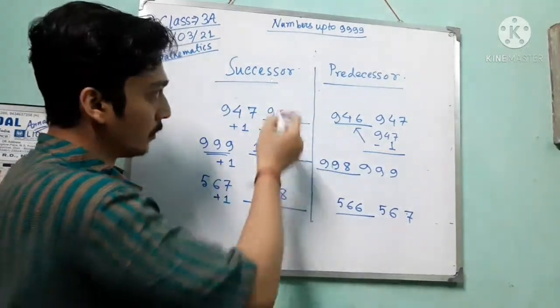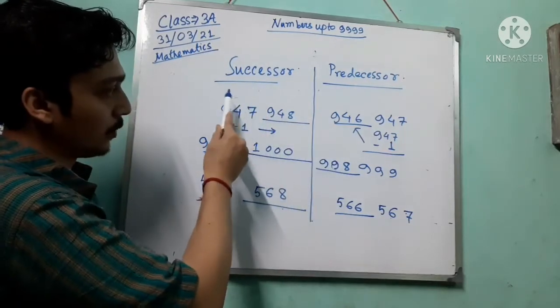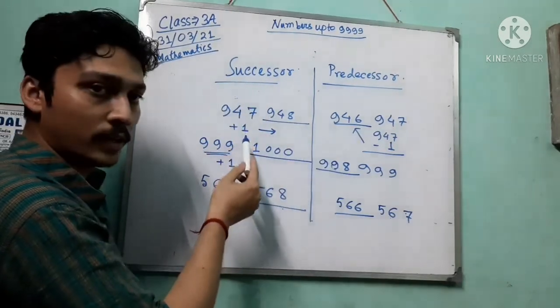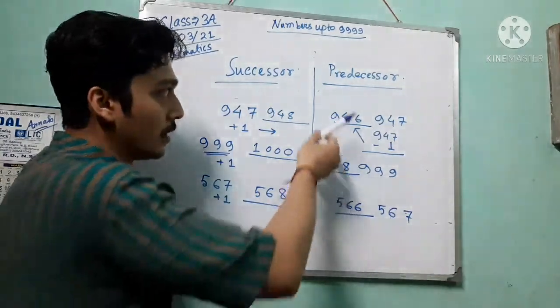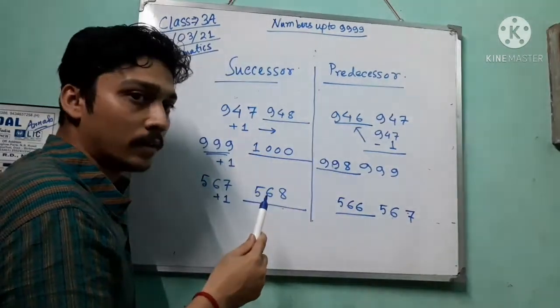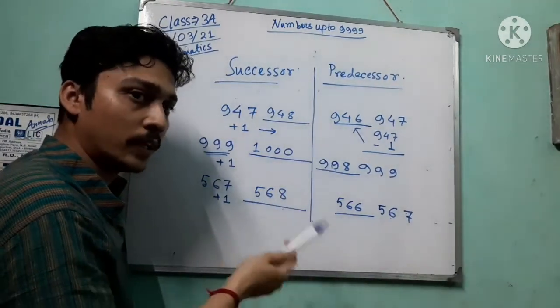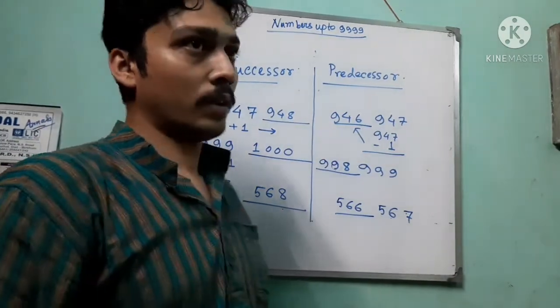Clear? I'm repeating again: for the successor, when you have to find the successor of any given number, you have to add plus 1. When you have to find the predecessor of the given number, you have to subtract 1 from this given number, and you will get the answer. Clear? Okay.